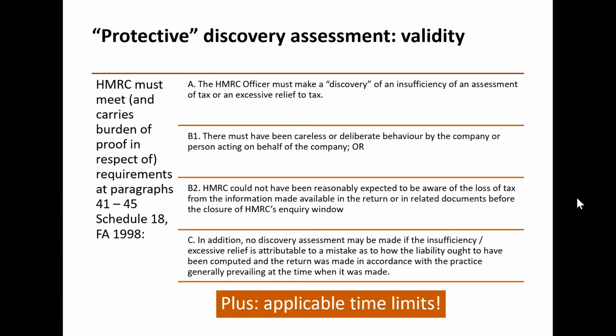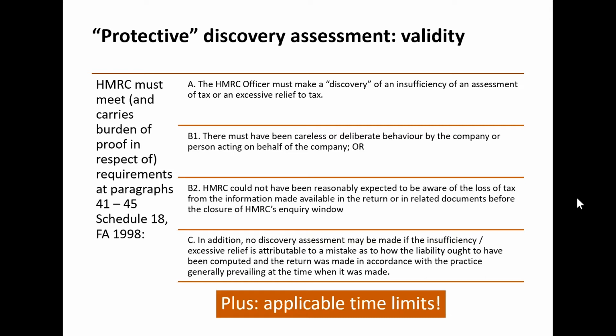So conditions A and one of B1 or B2 and condition C must be met. Plus, the applicable time limits must be met as well. Condition A, the HMRC officer must make a discovery of an insufficiency of an assessment of tax or an excessive relief to tax. So what is a discovery?